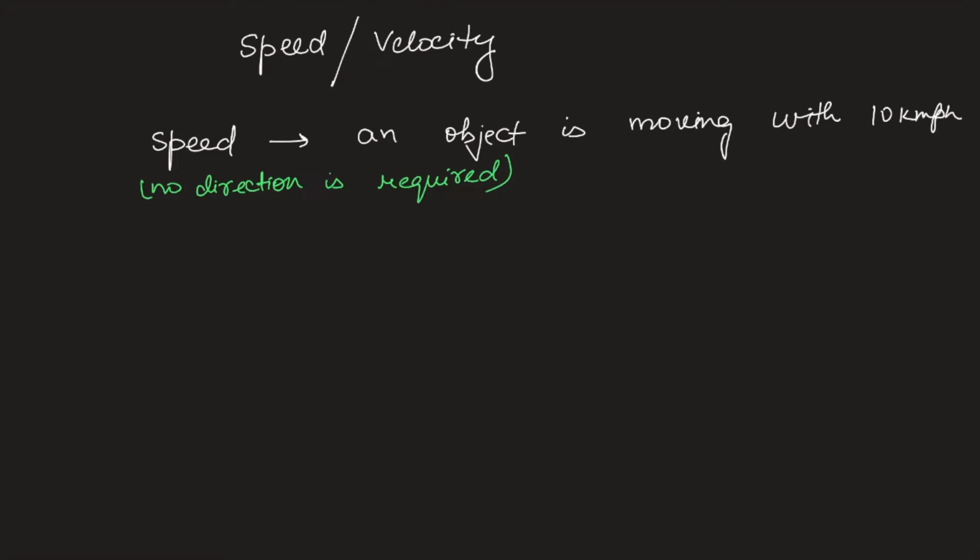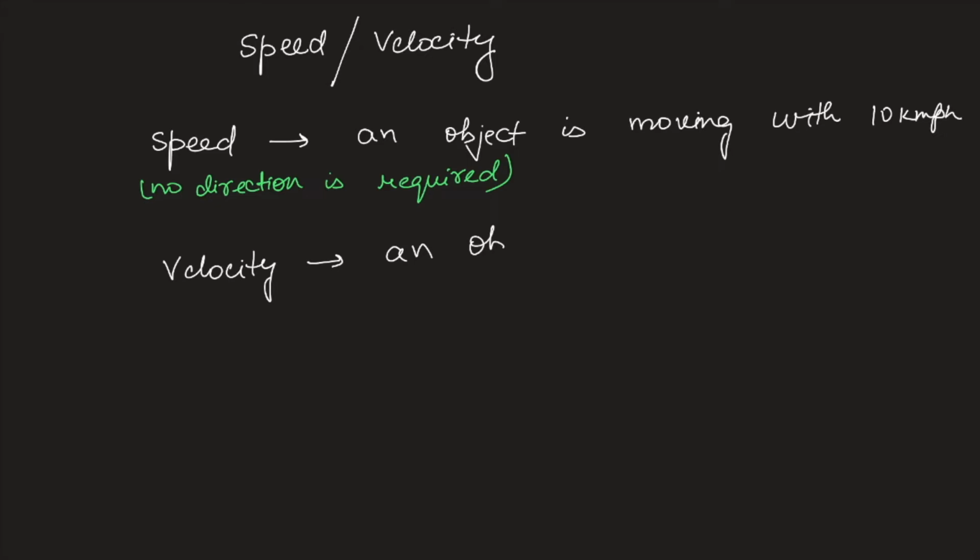So how fast did that racer run in that particular race? In order to specify that, we just need a value. We don't need a direction, because the direction of the racer could be changing or depends upon the track of the race. Direction is not important there, what is important is the value, and that is what we call speed.